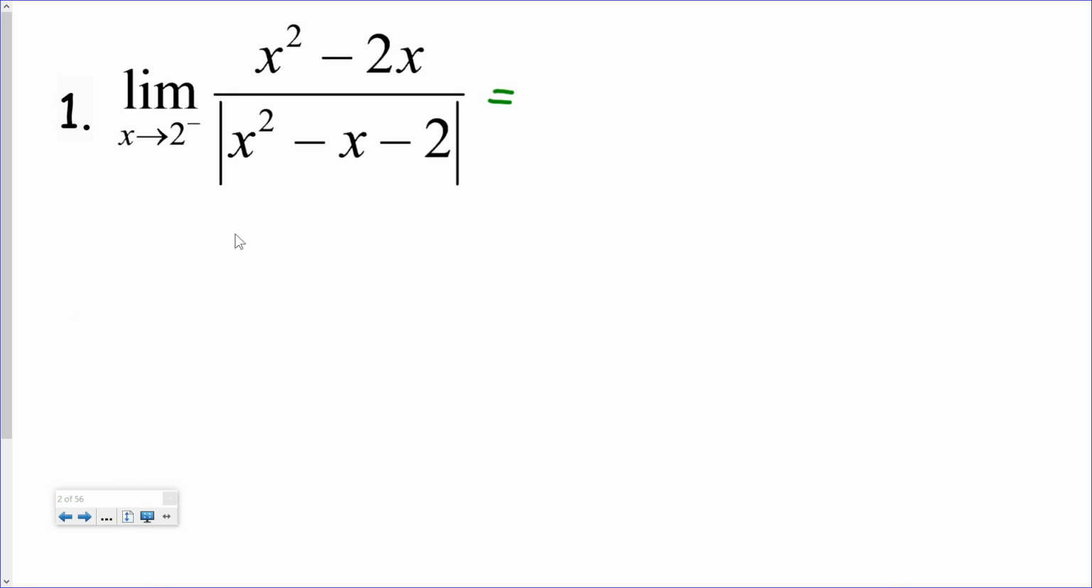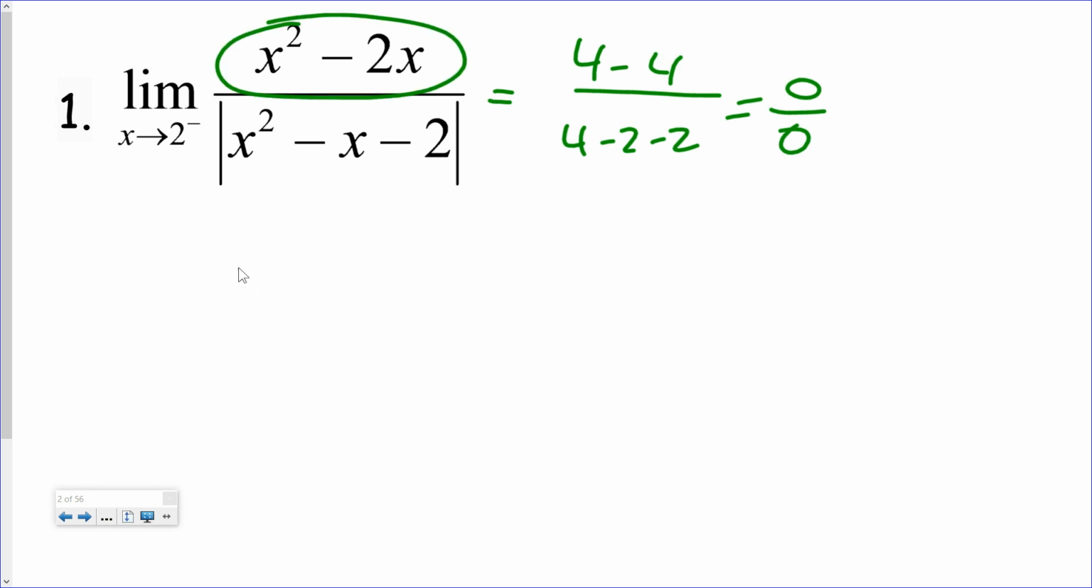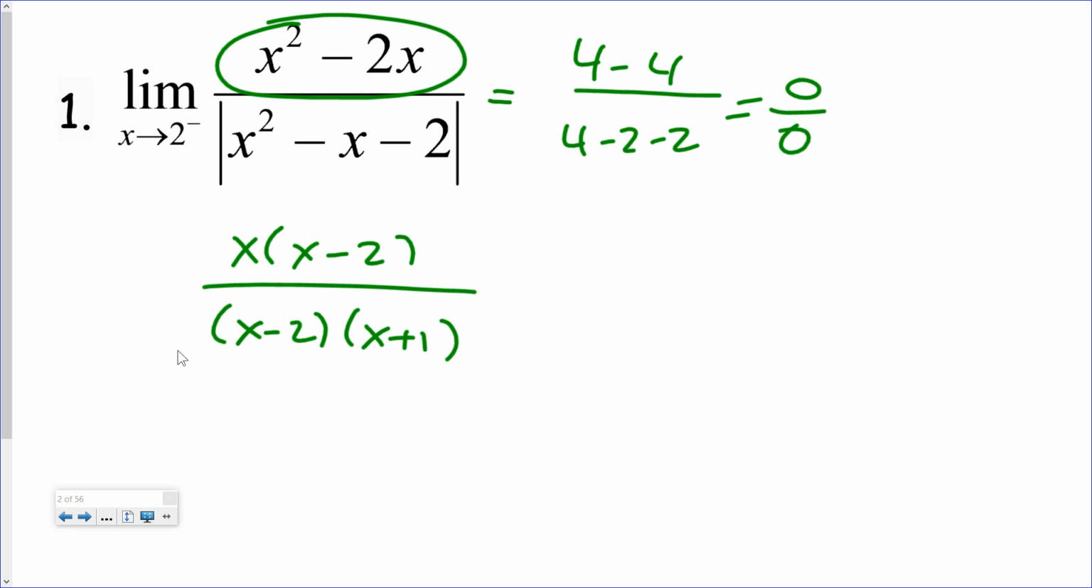All right, if you plug in 2 here, what do you get? 0 over 0, okay? Then you say to yourself, oh, gotta do something else. What's your first something else? Can I factor here? I certainly can. What goes out of this numerator? X. So this becomes x over x minus 2. On the bottom, if I factor, what do you get? X minus 2 and x plus 1. But don't forget, the bottom has absolute values. And this is still a limit as x goes to 2 from the left.